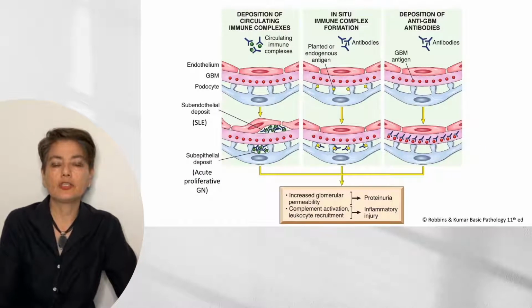So let's look at an image that sort of puts this together. So we have here our deposition of circulating immune complexes. So they're floating around in the blood.